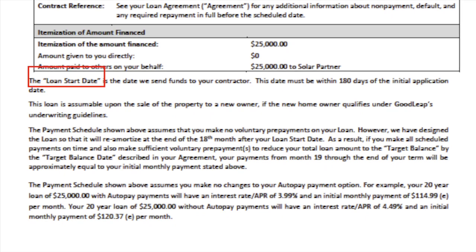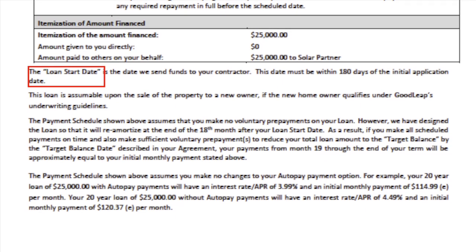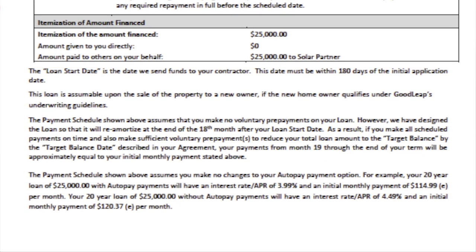Loan start date, we talked about that. This date must be within 180 days. So credit will expire. If a contractor took a long time, like if we submitted a deal and they just sat on it, credit will expire in 6 months and credit would have to be rerun. That doesn't happen to us. Our stuff gets installed in about a month and a half. But just know this is a normal clause out there that credit will expire for somebody if it took forever.